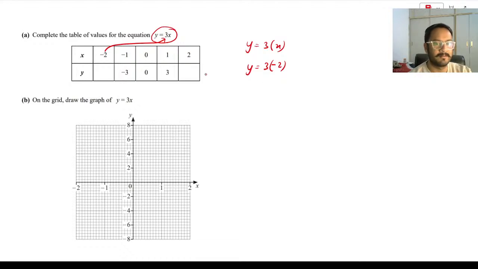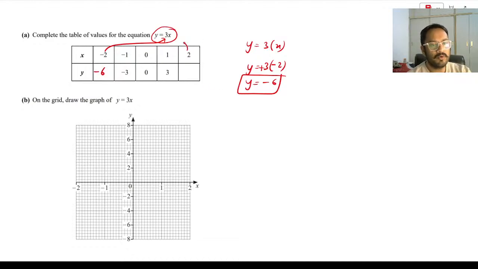Yes, it was in the mock exam, Lekhansh. Absolutely correct. Now we can multiply 3 into minus 2. So plus, because this 3 is positive, so plus minus is minus. 3 times 2 is 6. So y equal to minus 6. So you can write y equal to minus 6 here.